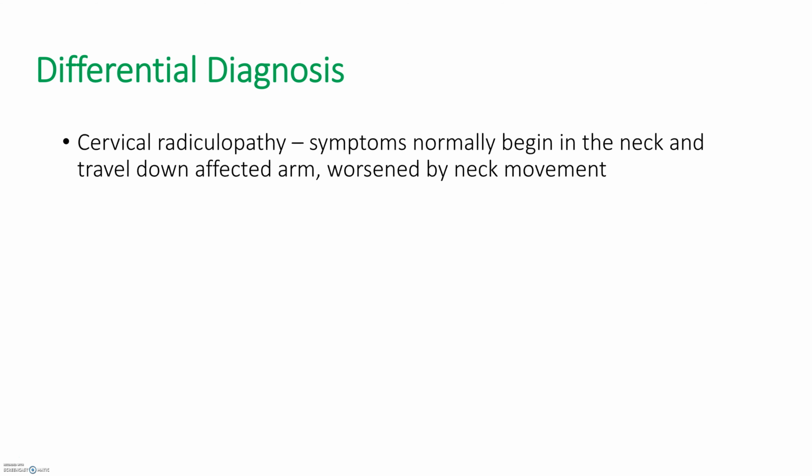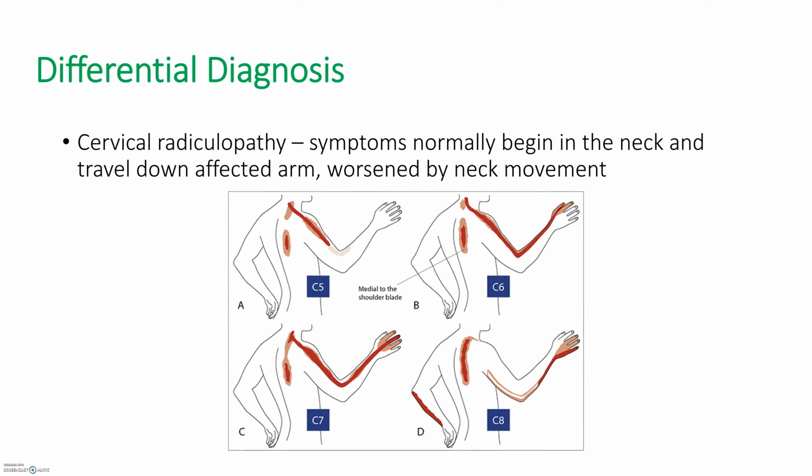So a key differential diagnosis to consider when thinking of CTS is cervical radiculopathy. So this is caused by compression of the nerves further up within the neck. So this can cause similar problems as seen in this picture. So C5 through to C8 can be affected.